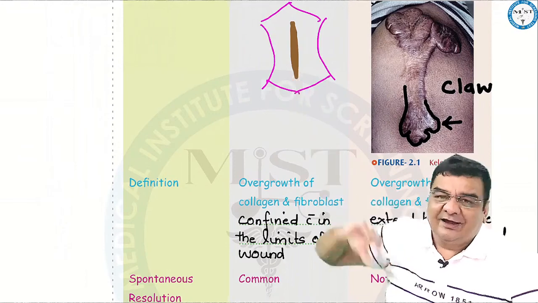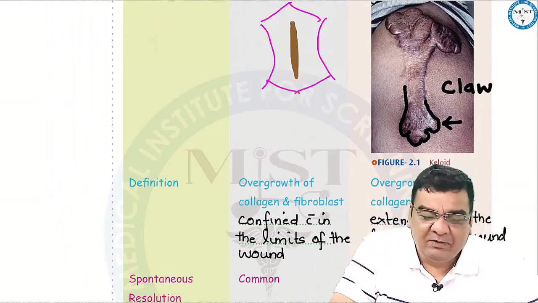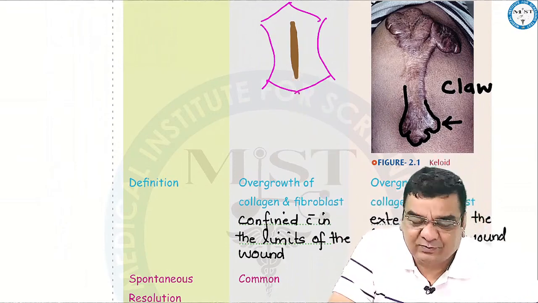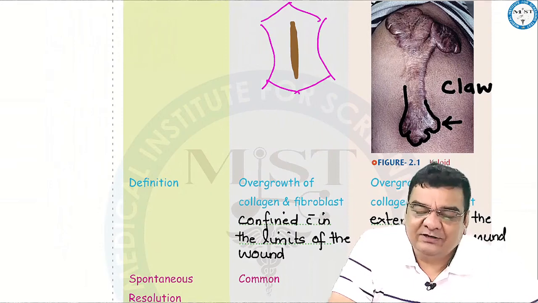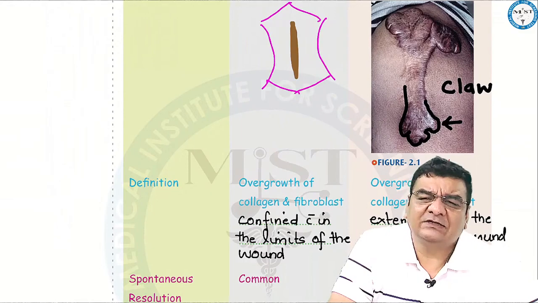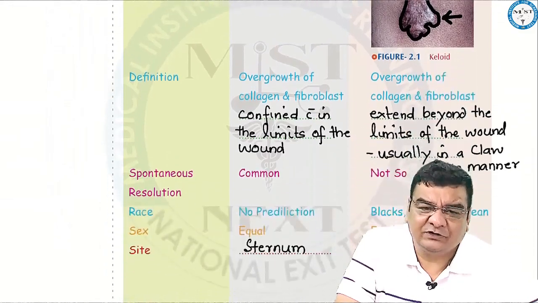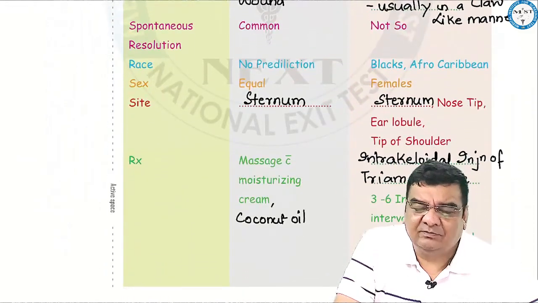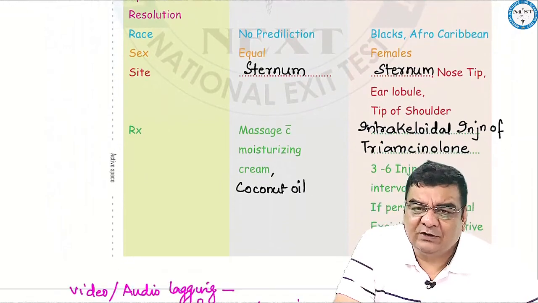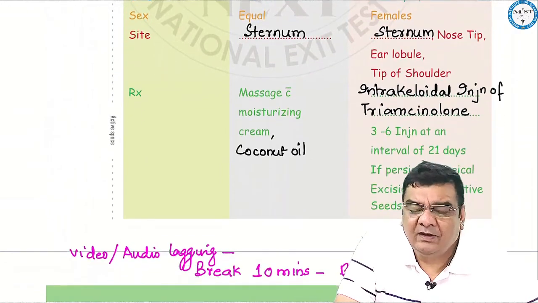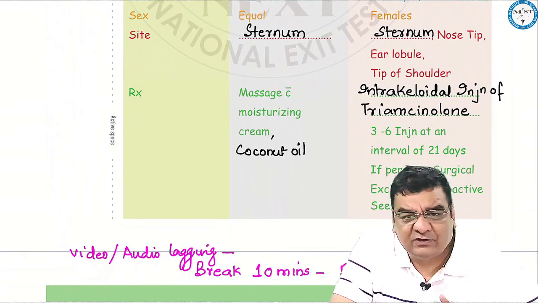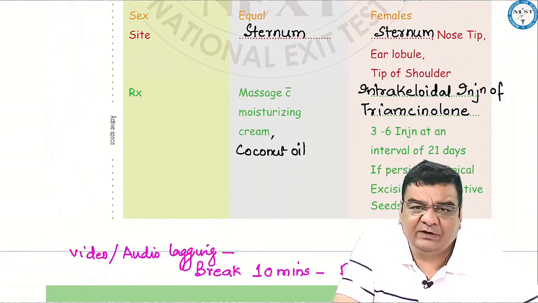Hypertrophic scar can resolve spontaneously, but keloids generally do not resolve spontaneously. These keloids and hypertrophic scars are more common in those areas of the body where God has given less amount of soft tissue. That means the sternum, or maybe the tip of the nose, earlobe, or the tip of the shoulder. Since hypertrophic scar can resolve spontaneously, no active treatment is required.